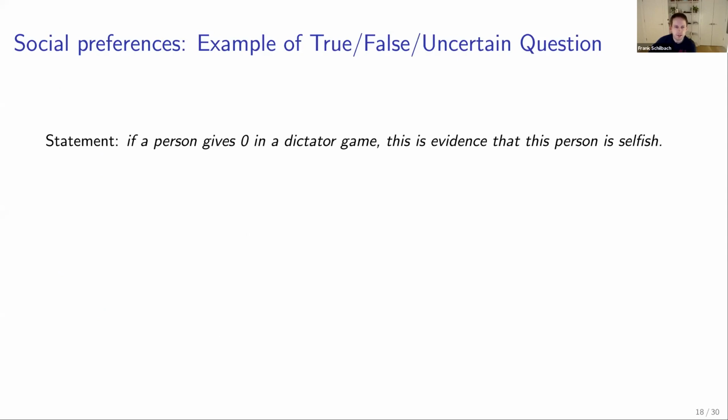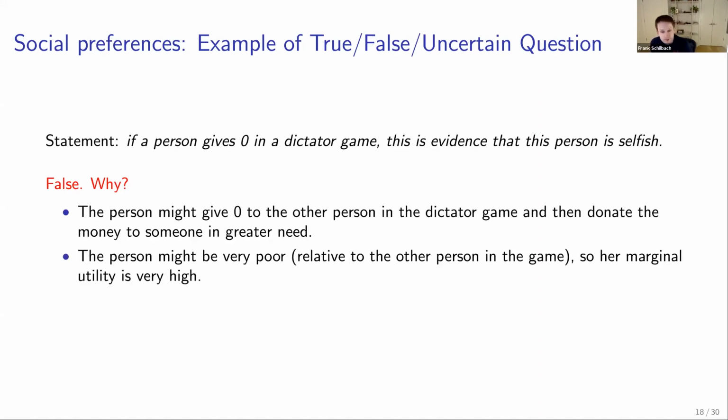Okay. So here's another example of a true, false, uncertain question. Statement: if a person gives a 0 in a dictator game, this is evidence that this person is selfish. Now, the answer is false. I think if you answer uncertain, that would also be fine. Why is that? Well, the person might give a 0 to the other person in the dictator game and then donate the money to someone in greater need, right? And then that person is in fact really quite nice.